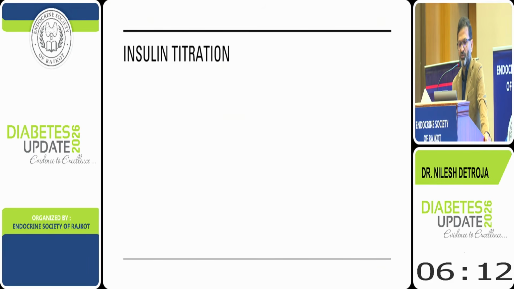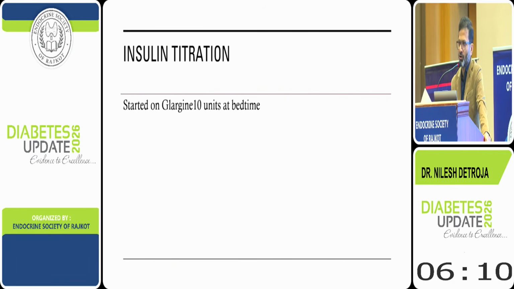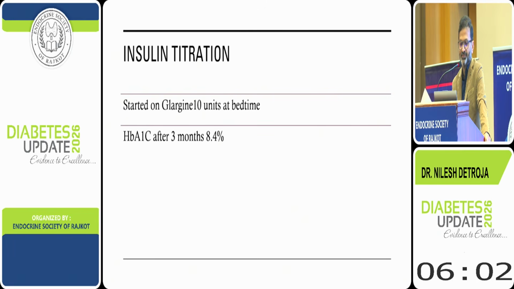So this patient was ultimately started on Glargine 10 units at bedtime, and was asked to come for follow-up after 3 months. What happened? 9 to 8.4. Now, control should have come with insulin, so why didn't it? So what was missing here?